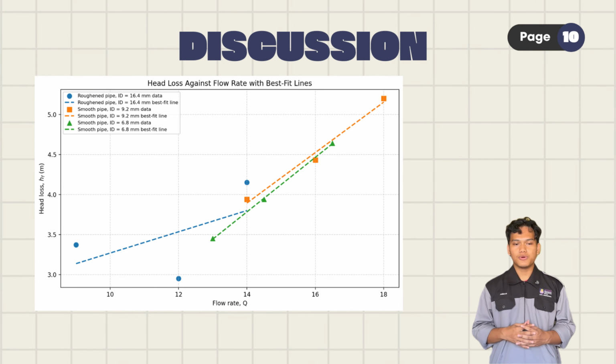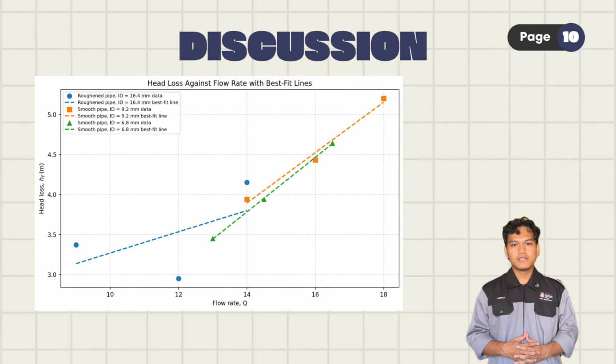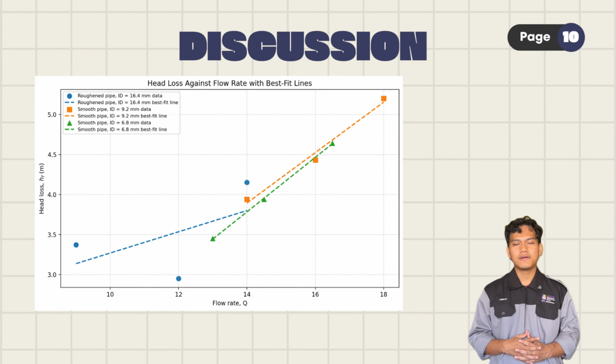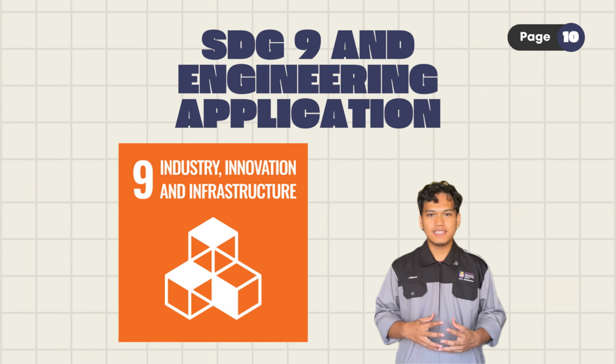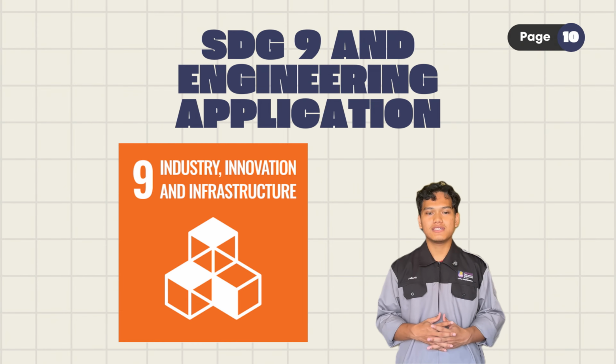The results also show that head loss is affected by pipe roughness and pipe diameter. A roughened pipe creates more resistance because of its rough internal surface. At the same time, a smaller pipe diameter can also increase head loss because the water flows at higher velocity. However, for the roughened pipe, the second reading shows a slight inconsistency because the head loss decreases even though the flow rate increases. This may be caused by experimental errors such as trapped air bubbles, unstable flow, pressure gauge fluctuation, or reading error. This experiment is related to SDG 9, Industry, Innovation and Infrastructure in Rail Engineering.